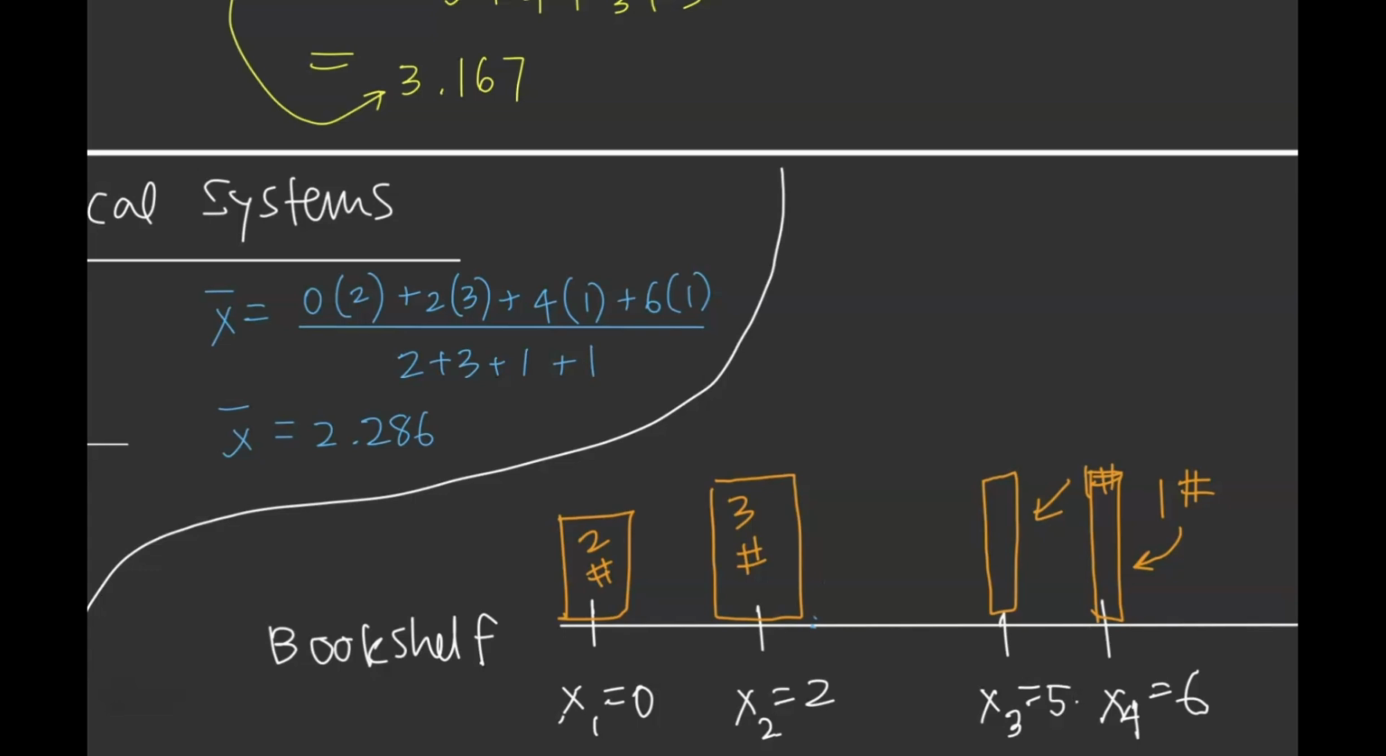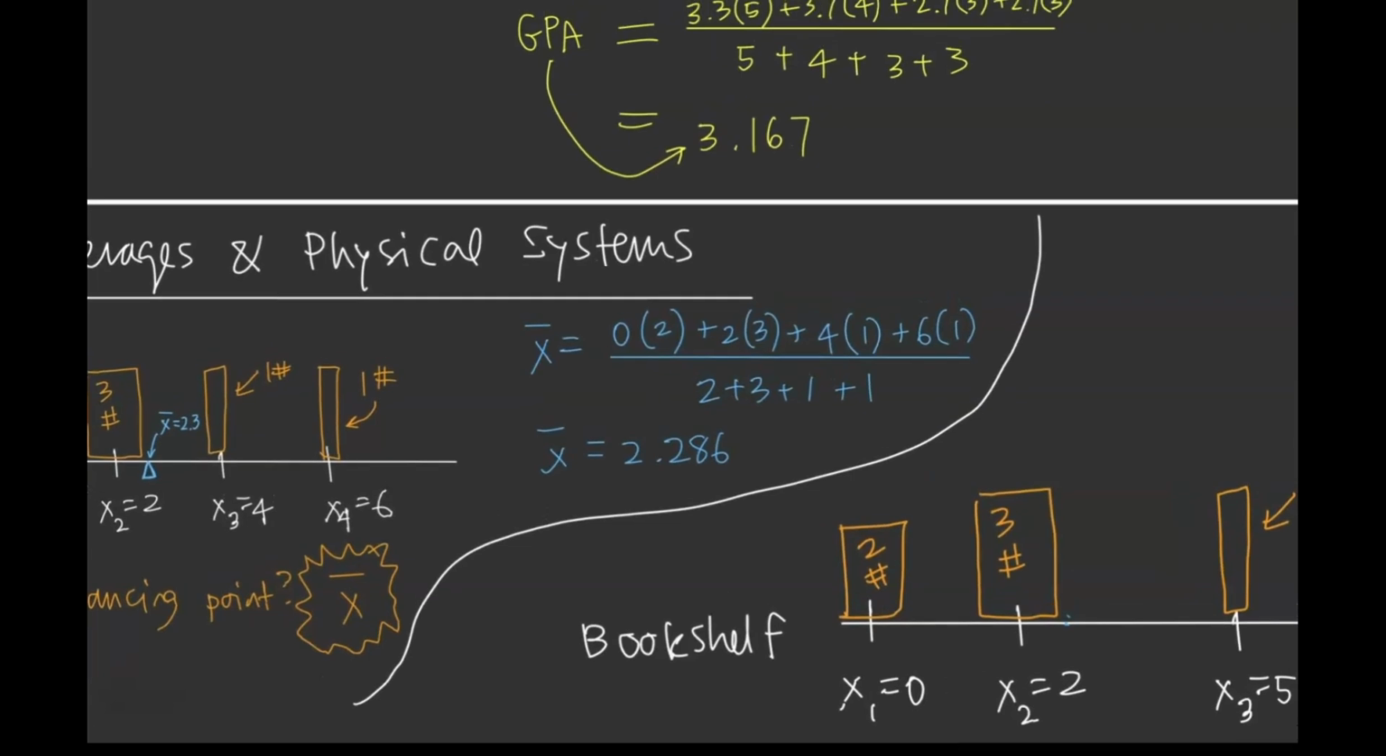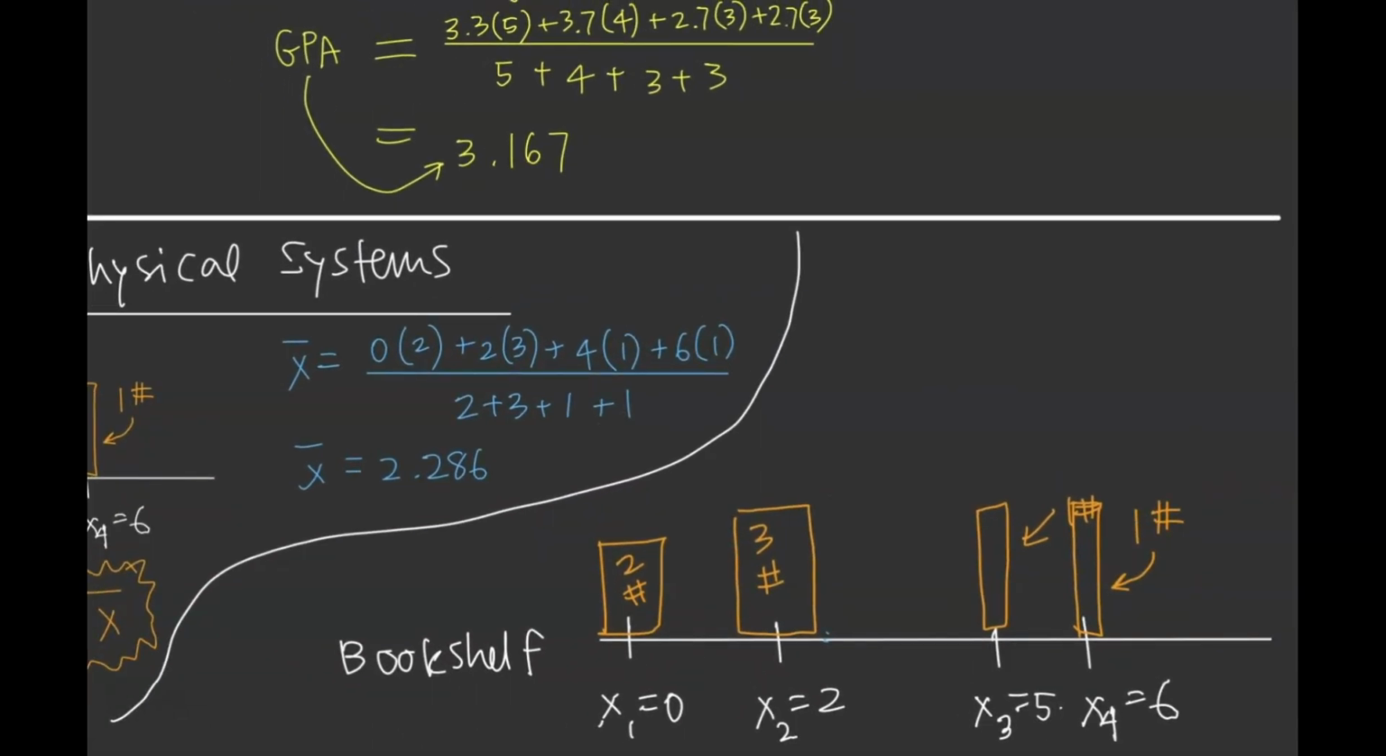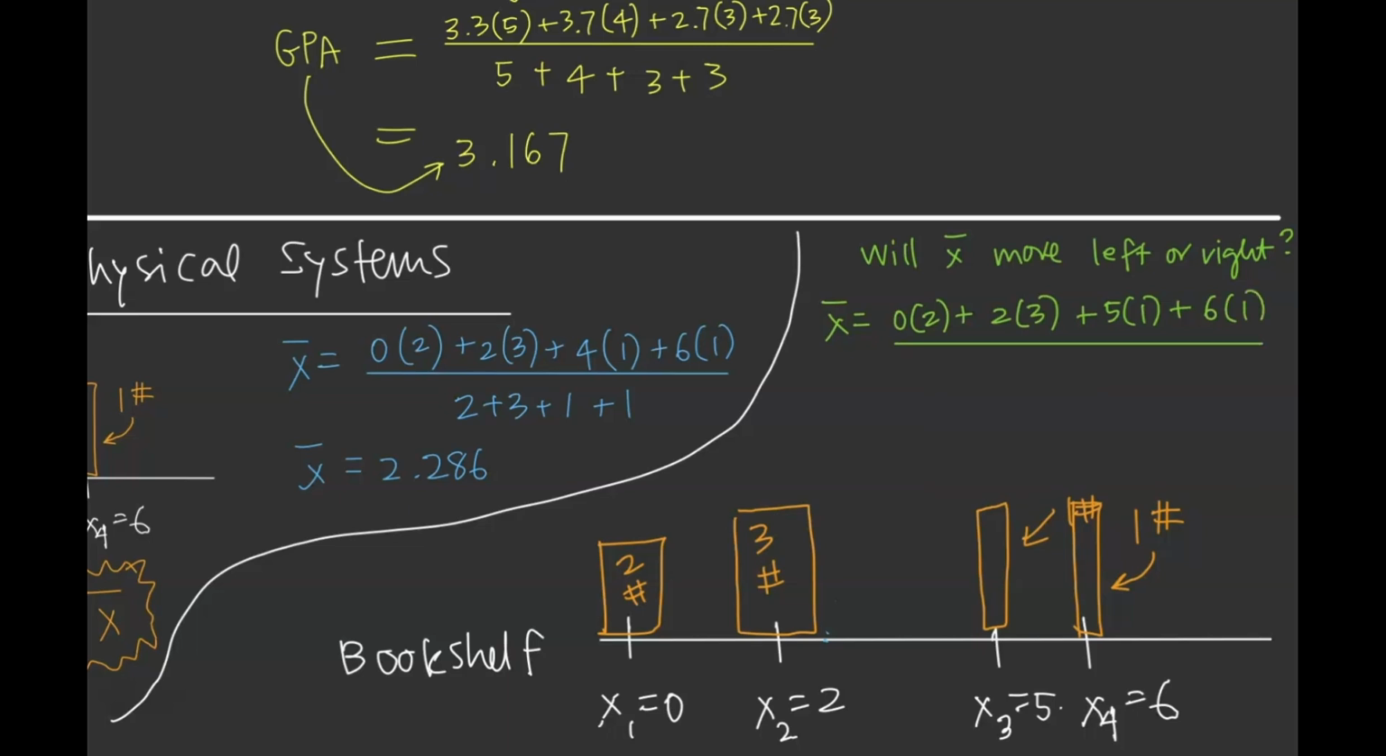Well, we think about where that center of mass should go. Definitely shouldn't stay where it is, but does it go right or does it go left? We'll go ahead and do the calculation, and you probably have a hunch just based on what you know about center of mass. So will X bar move right or left? Left or right? Now X bar is almost the same, 0 times 2 plus 2 times 3, but now we have 5 times 1 plus 6 times 1 all over that same denominator of 7. And here x bar is probably what you suspected.